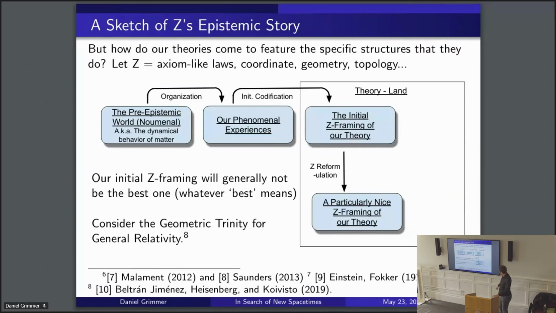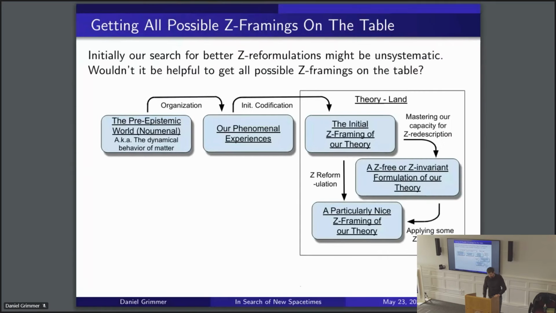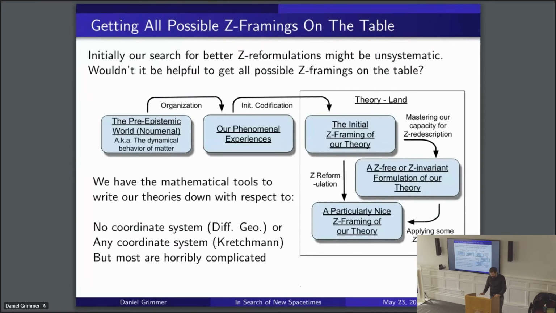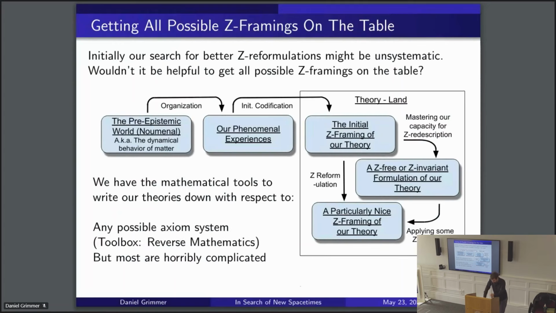Once we have our initial framing of the theory, we like to explore different things. And it's helpful for science, helpful for physicists and for philosophers. We have the mathematical tools to write down our theories with respect to no coordinate system or any coordinate system, keeping in mind that that's a really wide range, and most of those will be horribly complicated. We can write down our theories with respect to any axiom system we want.